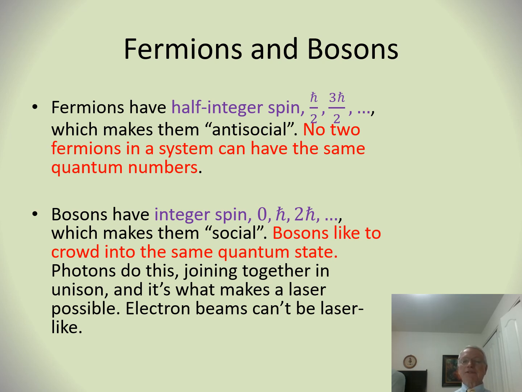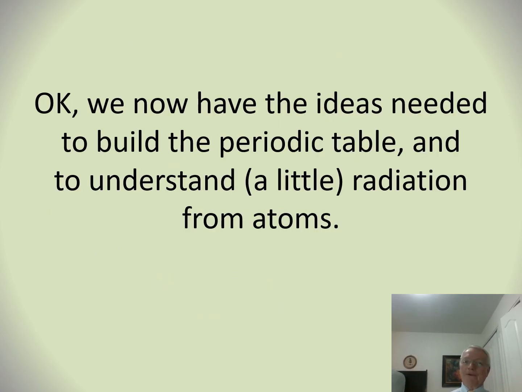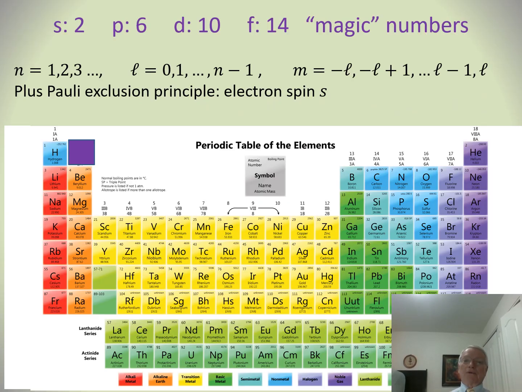And this makes them social. They like to crowd into the same quantum state. And this is what photons do. They join together in unison, which is what makes a laser possible. You can't make electron beams into lasers. They don't like each other, and they won't sit there and all do the same thing the way photons do. Okay, these are all the ideas we need to build a periodic table and to understand a little bit more about radiation from atoms. So here we go.